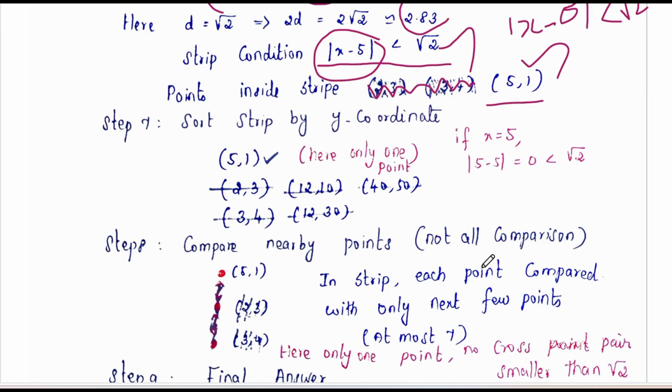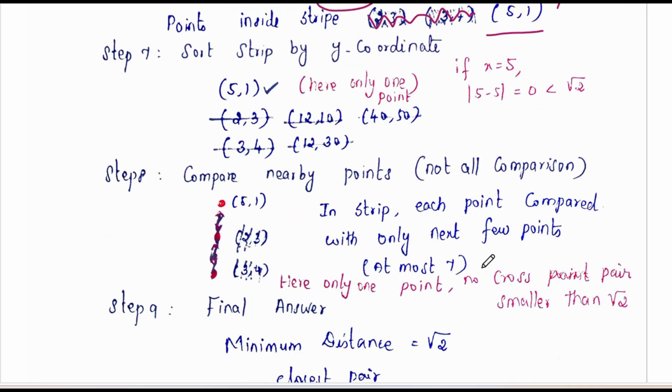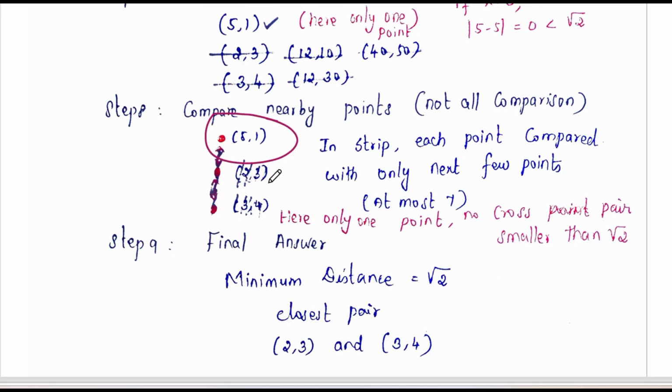Then if more points are there, arrange all the points in ascending order based on the y value. Here only one point is there, so we take only (5, 1). Then compare nearby points, where each point is compared with only the next few elements, but here with only one point there is no cross pair smaller than root 2. So no need to calculate the nearest value. Then the final answer is minimum distance root 2, and the closest pair is (2, 3) and (3, 4). This is the answer.